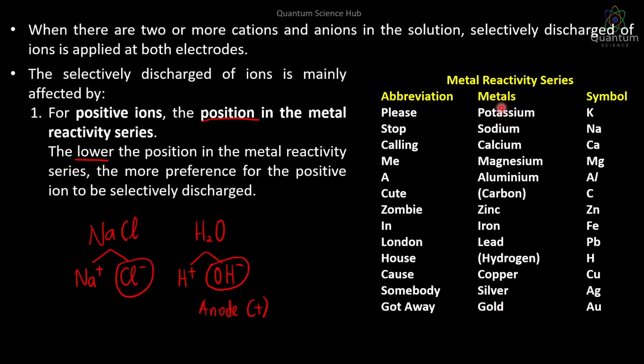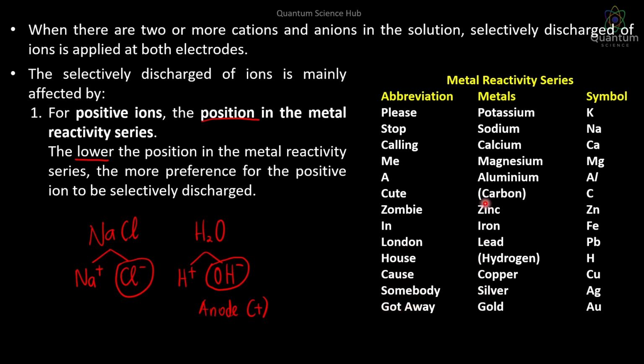So that's why I already helped you to put some kind of abbreviation to help you easily memorize this metal reactivity series. Please stop calling me a cute zombie in London house because somebody got away. Please, potassium, and this is the symbol of the element. Stop, sodium. Calling, calcium. Me, magnesium. A, aluminum. Cute, carbon. Zombie, zinc. In, iron. London, lead. House, hydrogen. Cast, copper. Somebody, silver. Got away, gold.